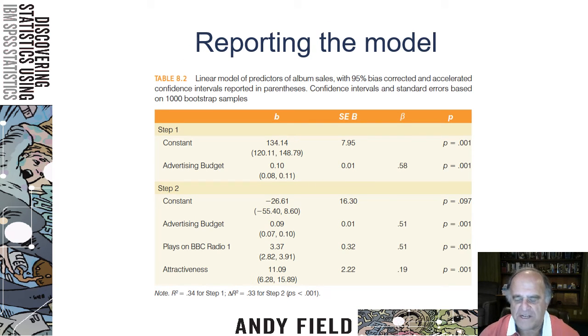And then, which I think is very helpful, Field shows you how you can report this model in a table. He recommends giving each step 1 and step 2, giving the B values, the standard errors of the B values, the betas, and then the associated P's. And then below the table, he gives the R-squares and the changes in R-squares. You'd probably see a lot of people who actually include those or work them into the table, but that's how Field does it.